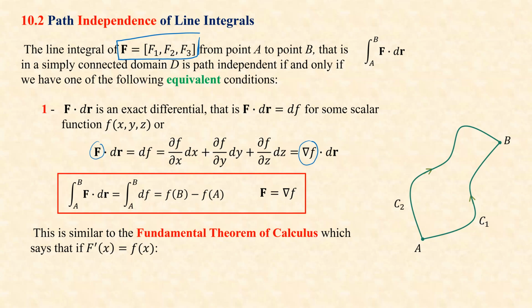This theorem basically says that if F can be written as the gradient of f, then the integral of F dot dr becomes this lowercase f evaluated at point B minus lowercase f evaluated at point A. That is similar to the fundamental theorem of calculus.